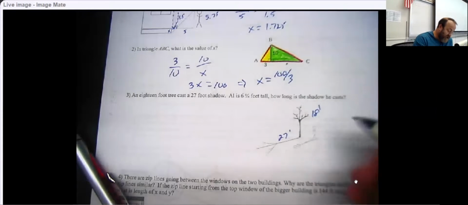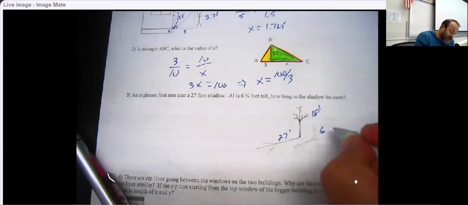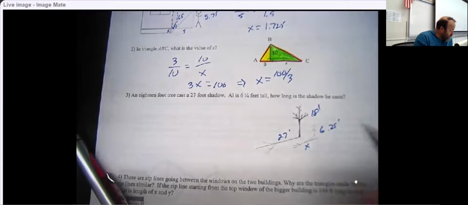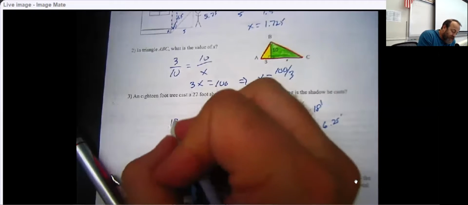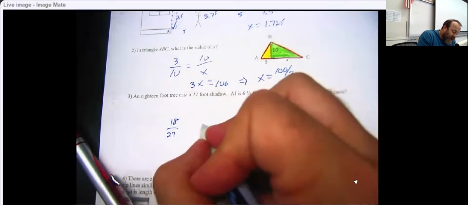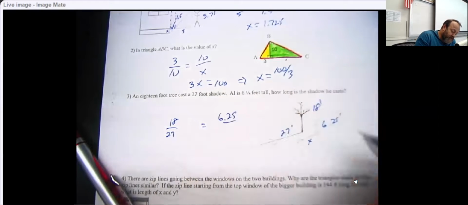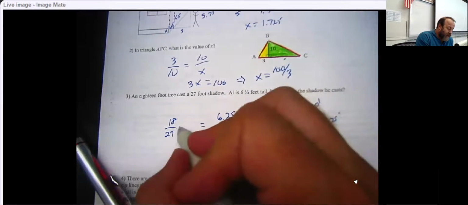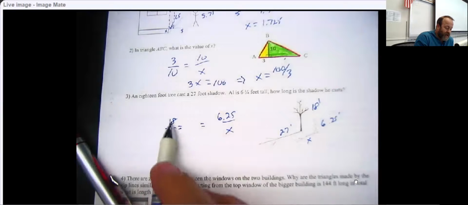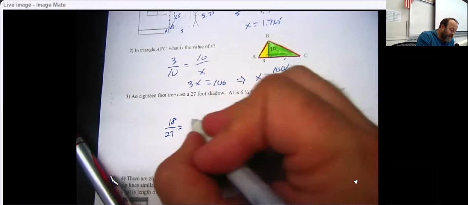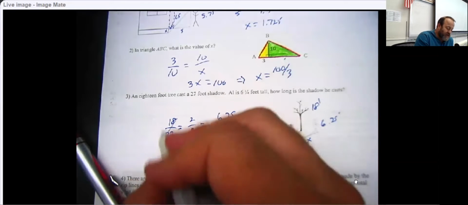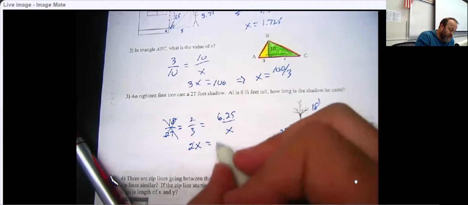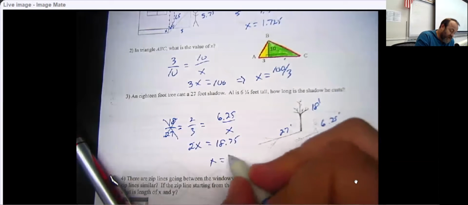a 27-foot shadow, and our nice tall person that's 6.25 feet tall casting some unknown shadow. So of course we can set up the ratio that the height of the tree is to its shadow as the height of the person is to the person's shadow. And I did leave a little bit of a gap here, because sometimes before I ever start the problem, I will reduce it if I can. And you'll notice these are both nicely divisible by 9. So rather than dealing with 18 and 27, I dealt with 2 and 3. So again, a quick cross multiply leaves 2x equals 18.75, or x is 9.375 feet.